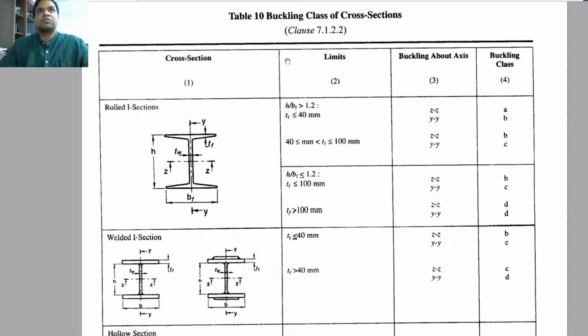Now another important thing we can note in this table is that welded I sections are in general of lower buckling class compared to hot rolled sections. The reason for this is that welded I sections are primarily made by welding different plates together. In welding, a lot of local residual stresses are formed, and that increases the susceptibility to local buckling because of residual stresses. So again, the buckling classes can be B or C, or C or D, depending on whether the thickness of the flange is small or large.